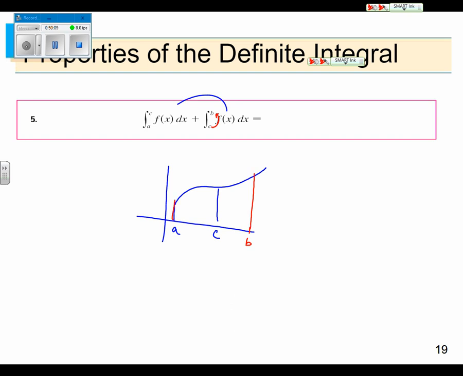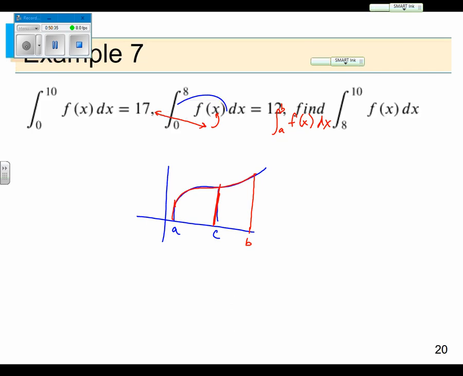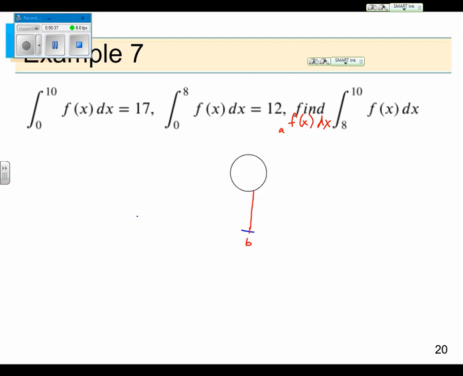If that's true, and you can use this middle point, C is the same both here and here, then what I can do is I can just simply write this as one continuous integral from A to B. How does that help? Not just a whole lot, but we will use it. Let's actually use it right now.